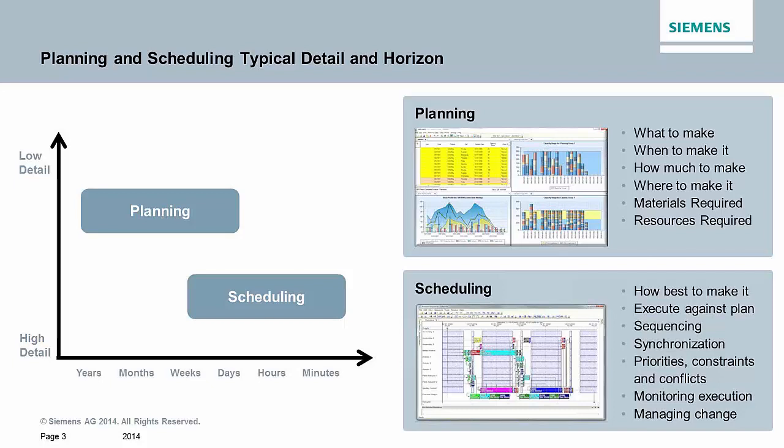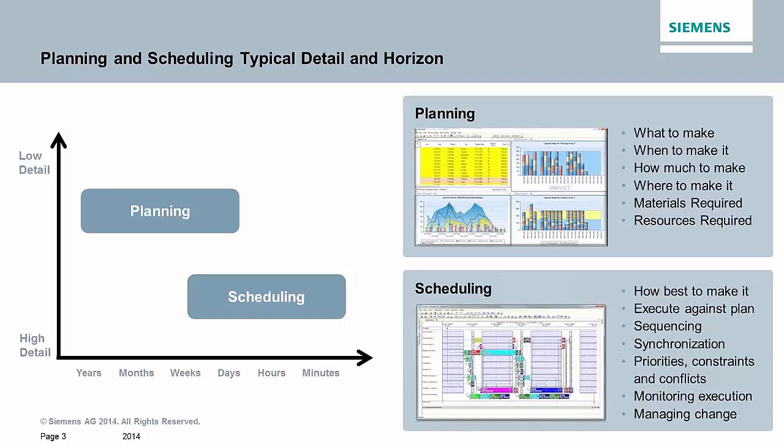With planning, we aggregate the forecast, we aggregate the supply, and we put them into time buckets. The objective is to determine what to make in each time bucket, where to make it, and how much to make. With scheduling, we're actually sequencing the jobs and creating a work list that could be released to the shop floor. When creating a schedule, it must honor all the constraints. It must be practical.